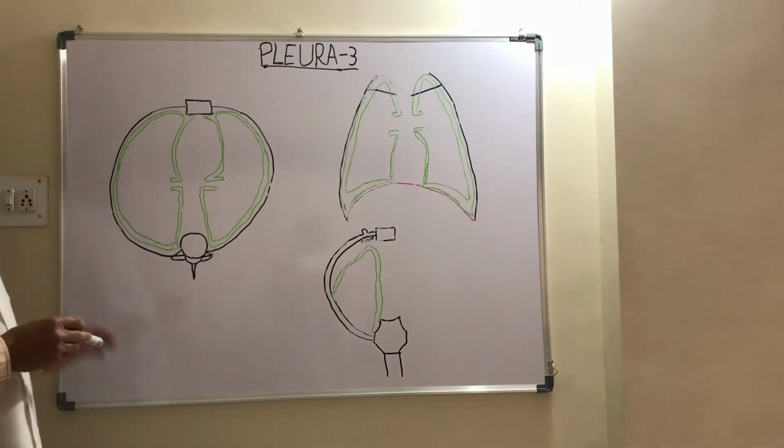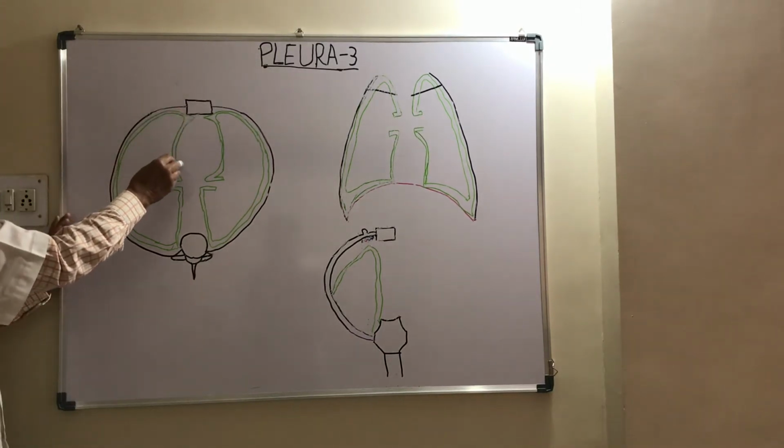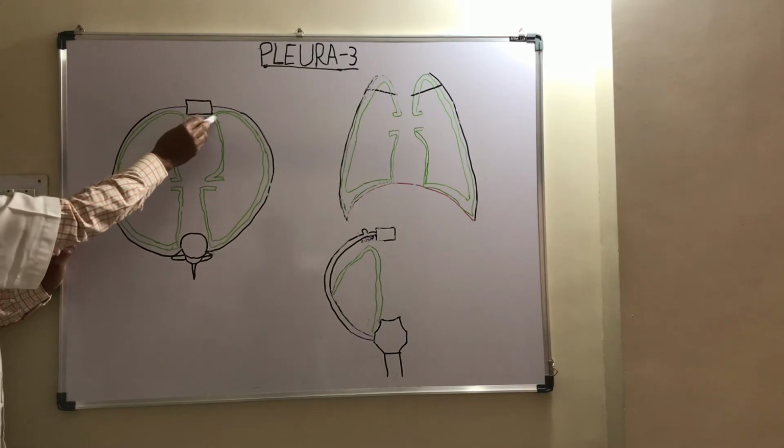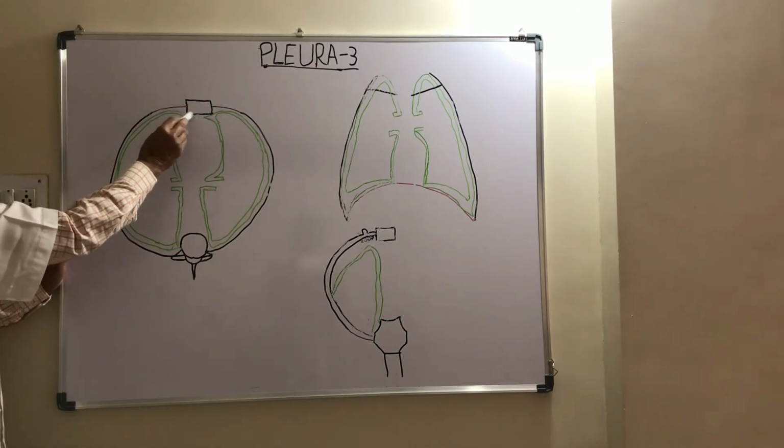Now see in this diagram, this is the costal pleura, this is the mediastinal pleura, and this is the costomediastinal recess. It is situated behind the sternum.